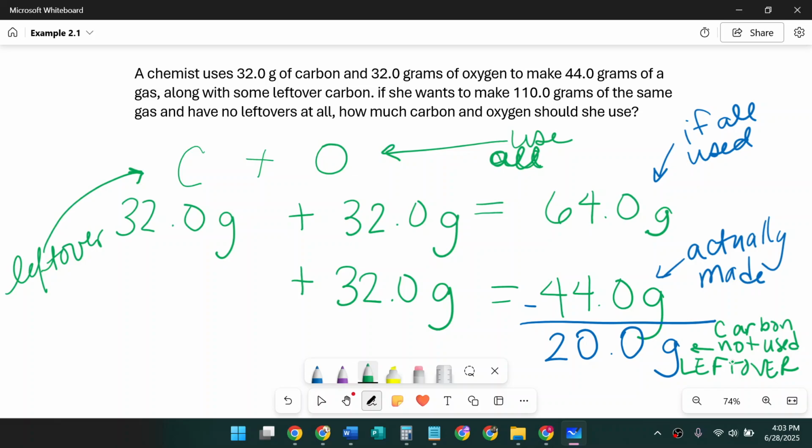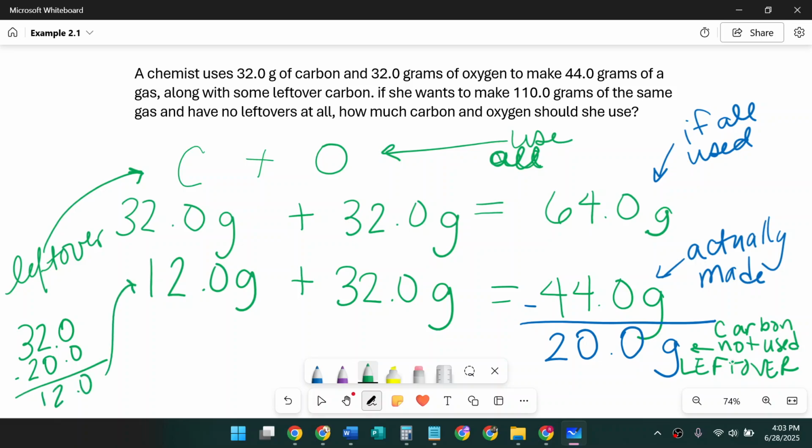So because of that, we know that this 32 grams right here, 20 grams of it was not used. You can probably do that in your head and figure out this is 12 grams, but if you can't do that in your head, you can take 32, and you can take the leftovers. So total minus leftovers equal the actual used part. And that's how we got that.